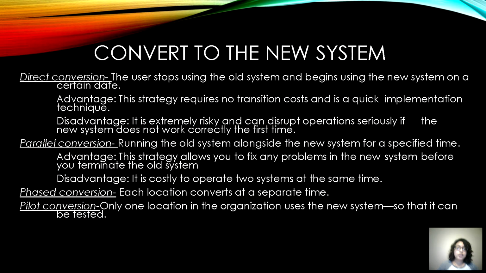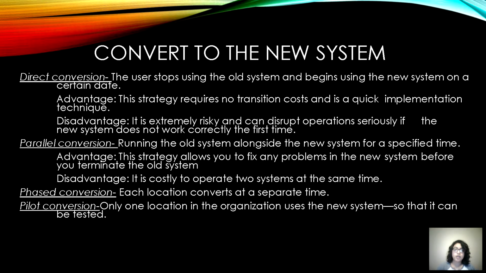Now, converting to the new system, there are 4 different ways to convert. The first one is direct conversion. In this process, the user stops using the old system and begins using the new system on a certain date. The advantage to that is that this strategy requires no transition costs and it's a quick implementation technique. The disadvantage, it is extremely risky and can disrupt operations seriously if the new system does not work correctly at the first time.